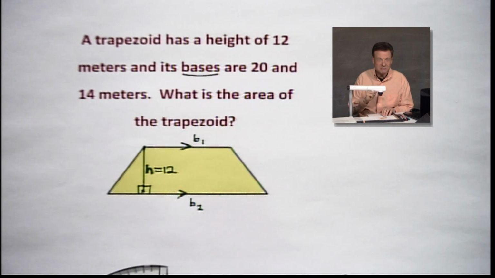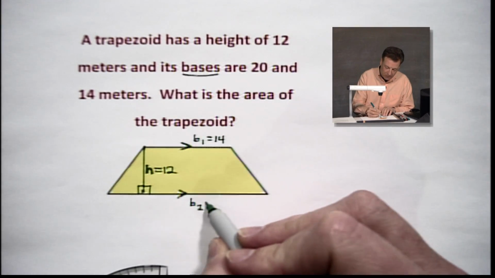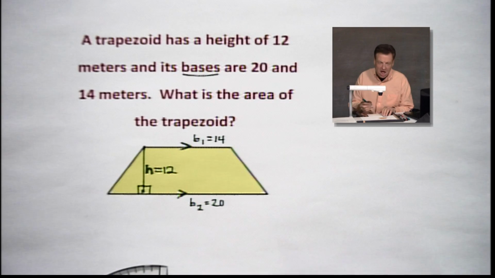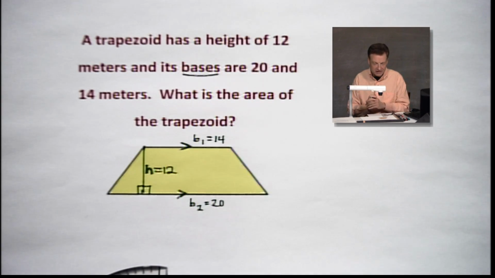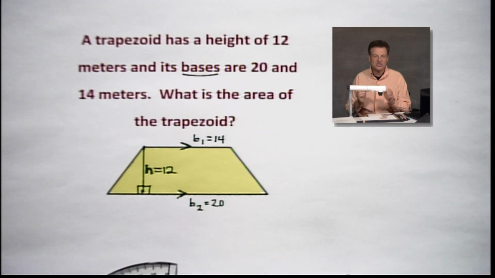Now, let's point out something else to you. I'm going to go with the first base up here as being 14, and the bottom one here is 20 because the bottom's a little bit longer. So, very simple, straightforward. We've got our numbers where we want them. Now, what we want to do is find all the yellow space inside this trapezoid.